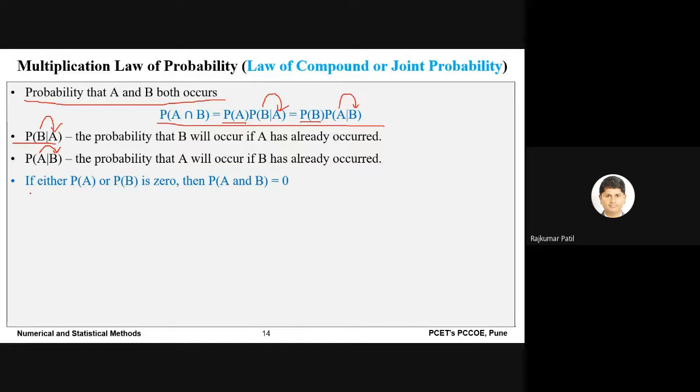Now, in this particular case, if either probability of A or probability of B is 0, then probability of A intersection B is also 0. That we need to understand.